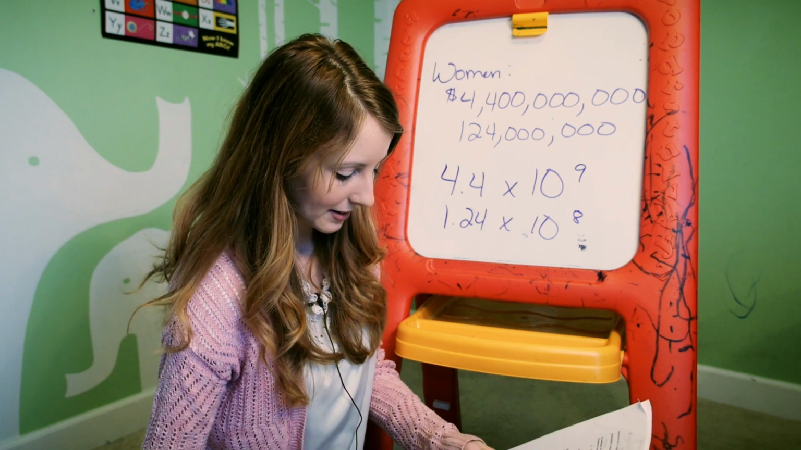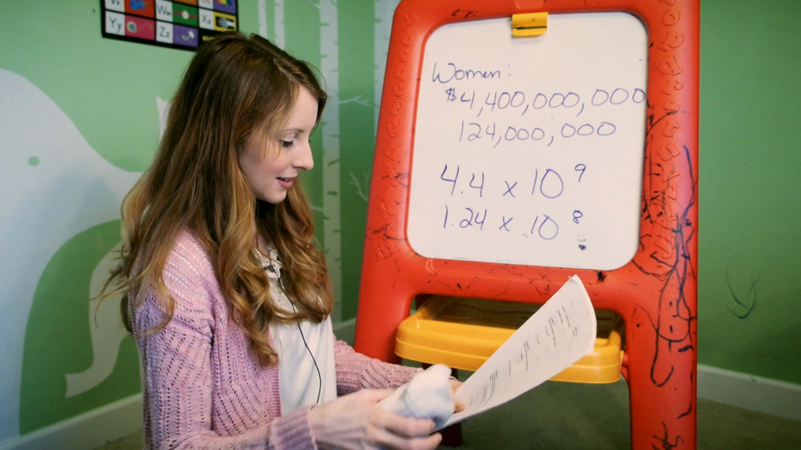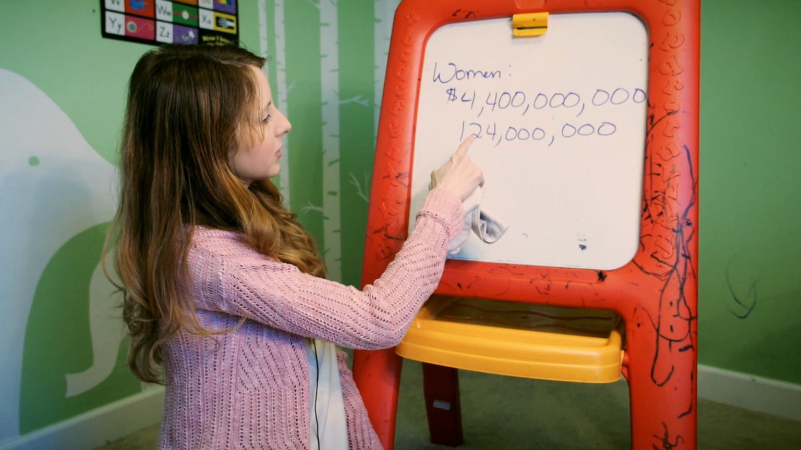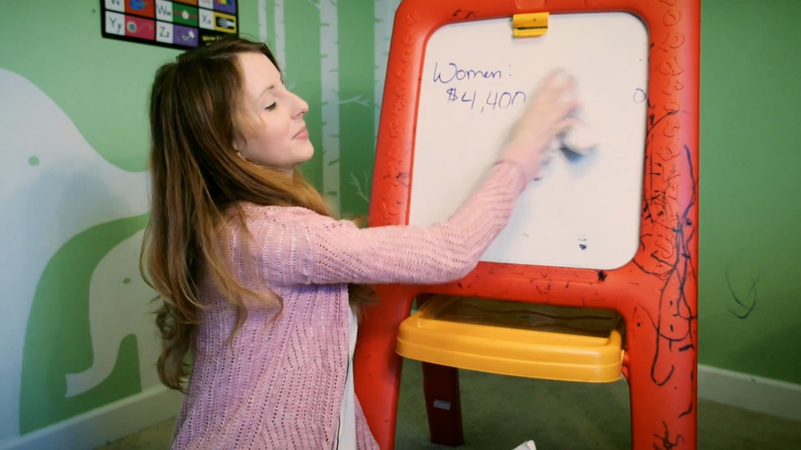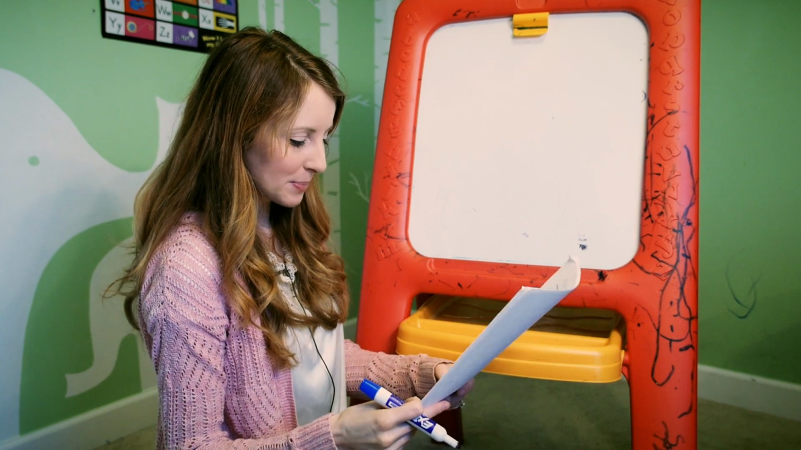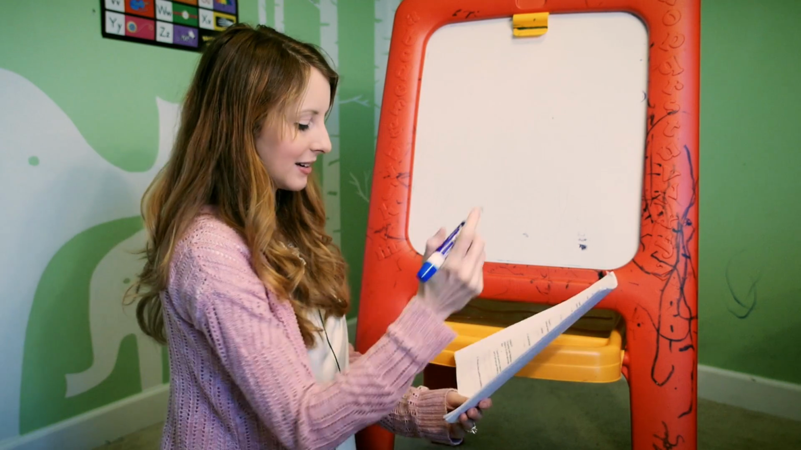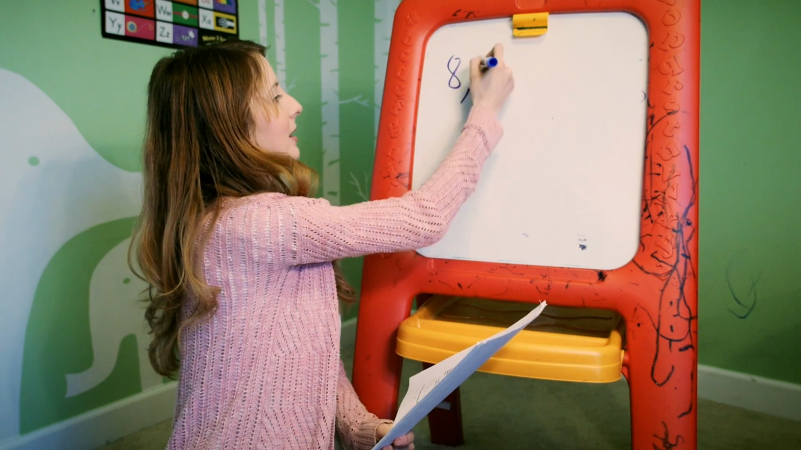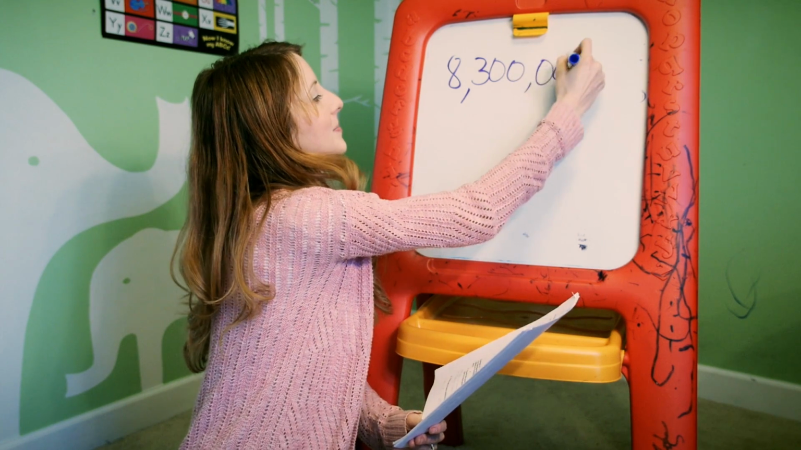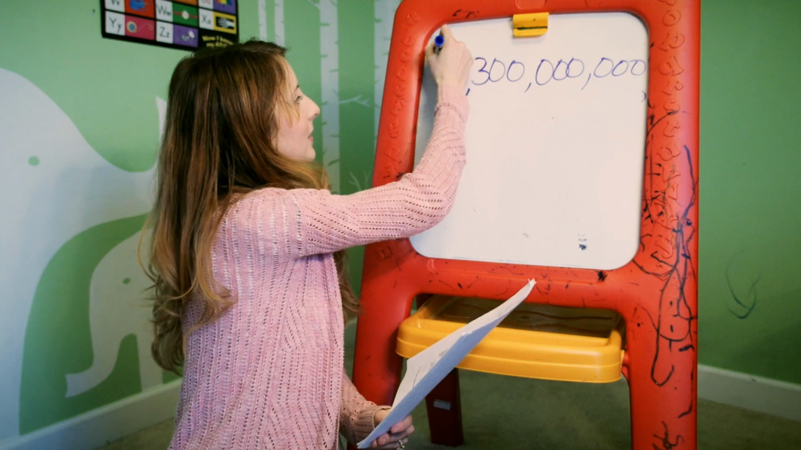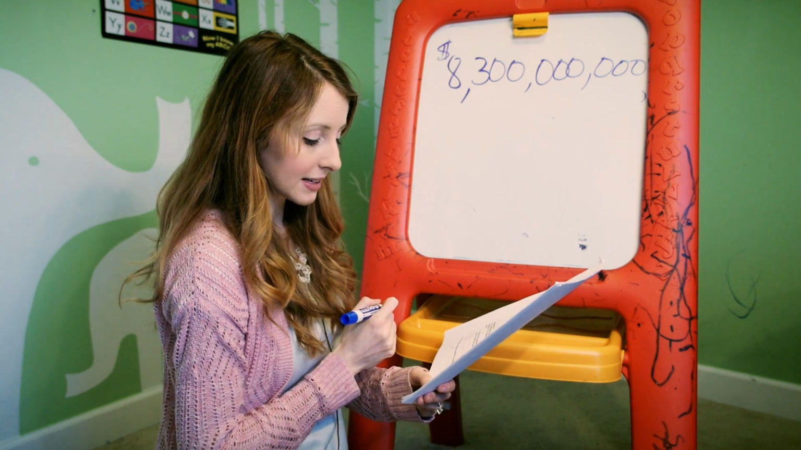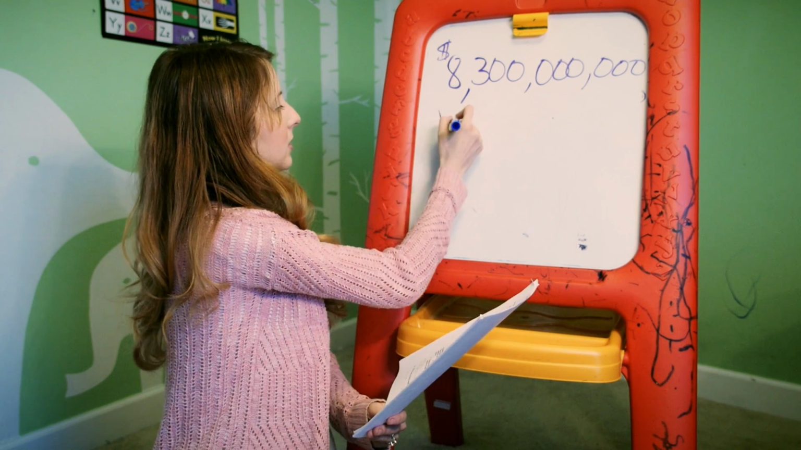Let's go to the men's totals. I was just recounting, making sure I did that one right. They spent 8.3 billion. So here we have 8,300,000,000. My goodness. Dollars on shoes, and they spent it on 169 million pairs.